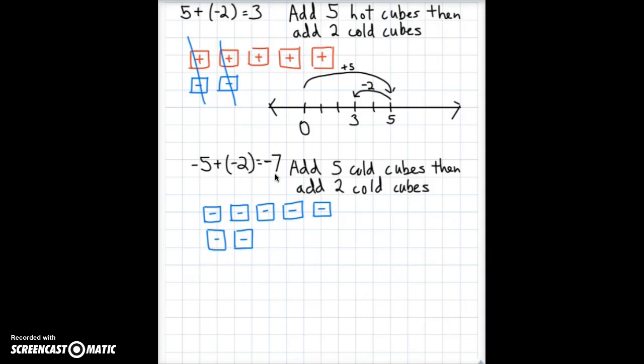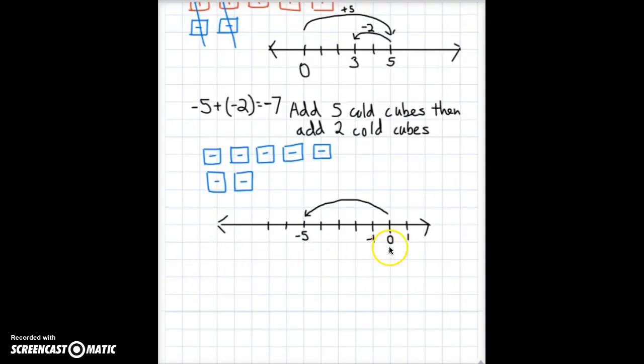What does that look like on the number line? Here's a number line. We start at 0. And since we're adding 5 cold, cold brings the temperature down to negative 5. And then we add another 2 cold, which brings the temperature further down, or more cold, to negative 7. And we can see how this diagram is represented on the number line.